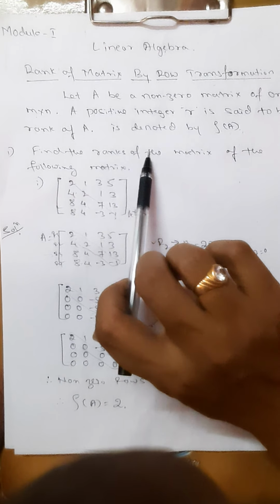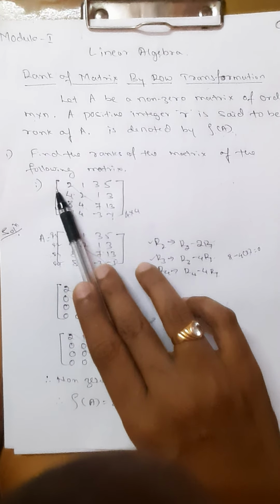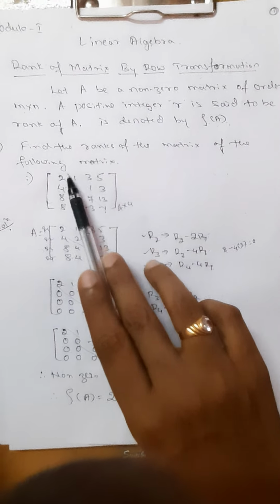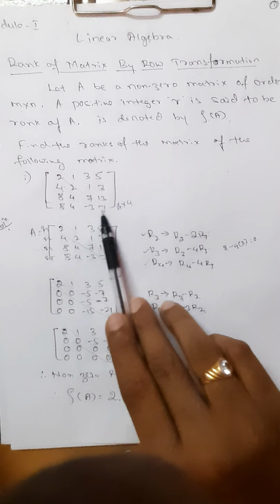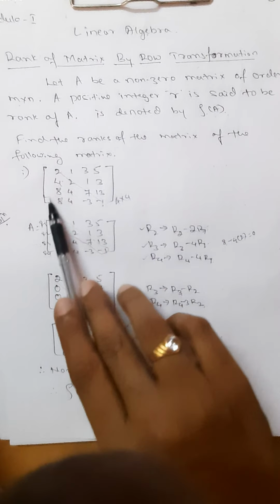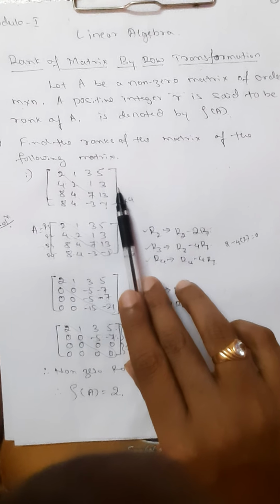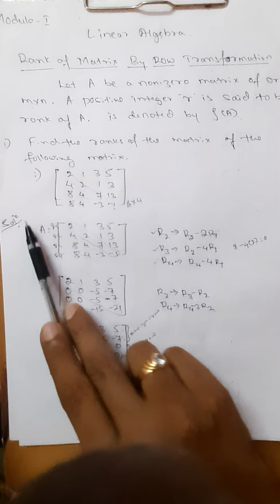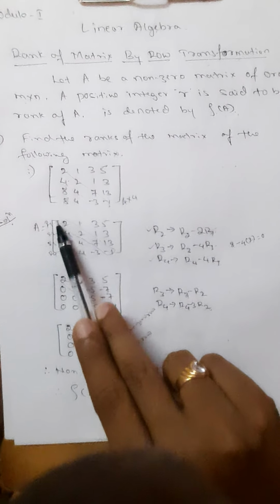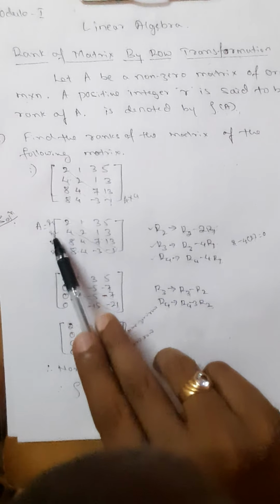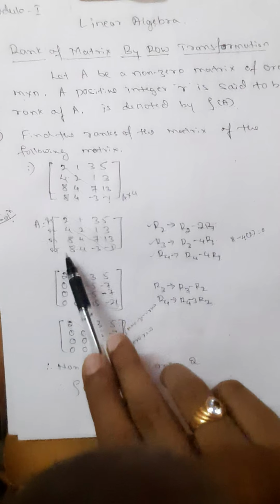Find the rank of the following matrix. The given matrix is 2 1 3 5, 4 2 1 3, 8 4 7 13, 8 4 minus 3 and minus 1. It is a 4 into 4 order. 4 rows are there, 4 columns are there. In the solution, whatever the given matrix is, you write it here, then write r1, r2, r3 and r4, meaning row 1, row 2, row 3 and row 4.